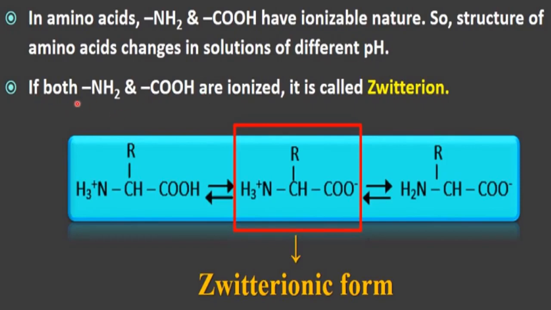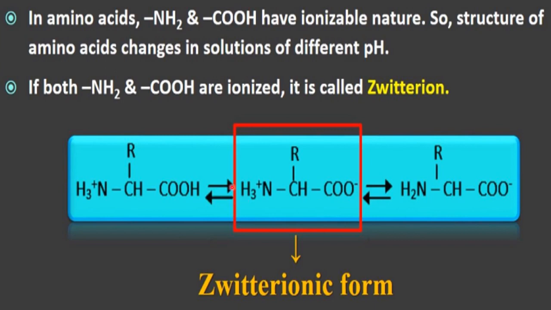Here if both amino and carboxyl group are ionized, it is called Zwitter ion structure or Zwitter ion form of amino acid. So here you can see this Zwitter ion form of amino acid is possible in neutral solution, which is neither acidic nor basic.